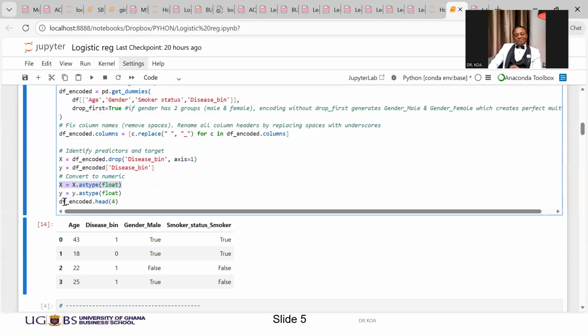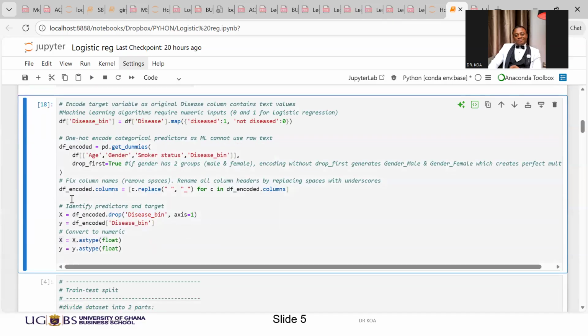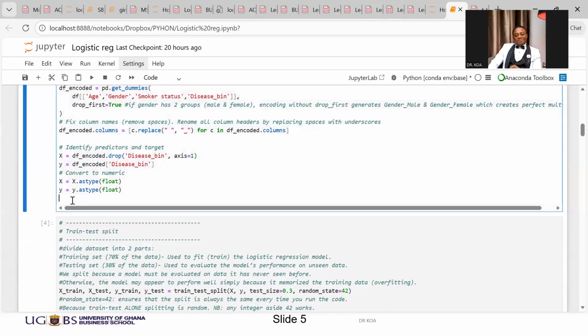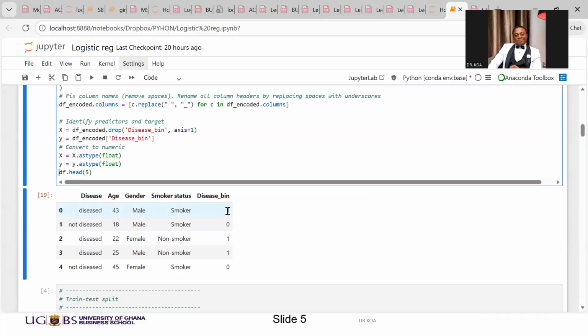Now I want to show you how the DF looks now, okay. Actually, let me not show this first. Let me just run this thing as it is here. And then let me also show you the DF. Let me just show the head, just the first 5. You can see that now the disease has been coded as what? 0, 1, as you can see there.